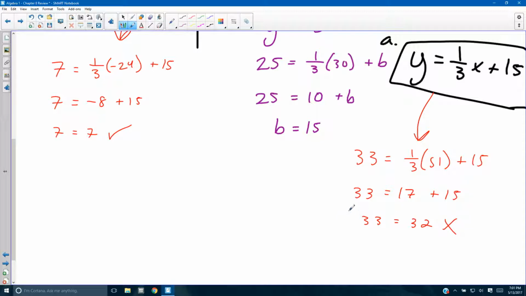No sirree, Bob. That is not a point on the line. Is it close? Absolutely, yeah, it is. But they're asking if it's on the line. If it's 32.99, it's still not on the line. It needs to be 33 on the right, just as it is on the left.